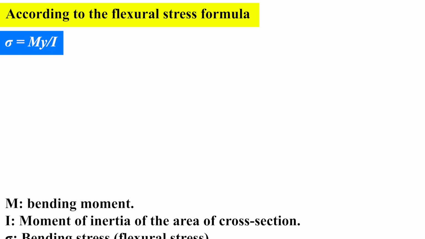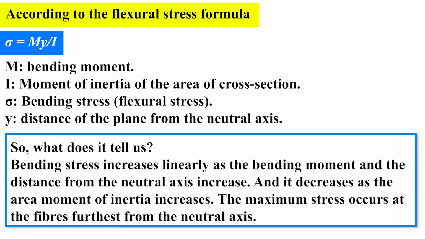According to the flexural stress formula. So, what does this formula tell us? Bending stress increases linearly as the bending moment and the distance from the neutral axis increase, and it decreases as the area moment of inertia increases. The maximum stress occurs at the fibers furthest from the neutral axis.